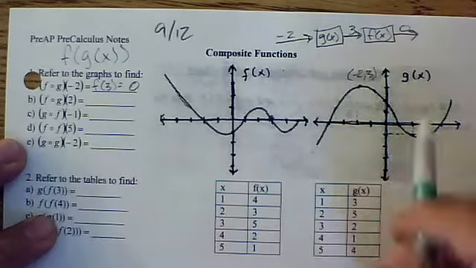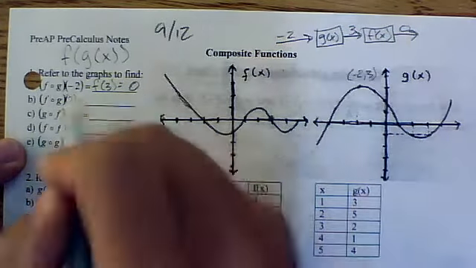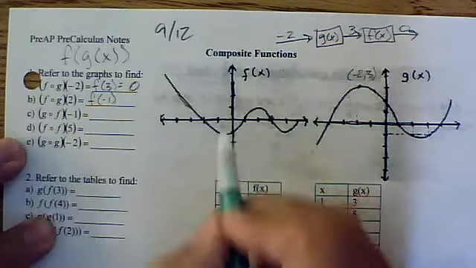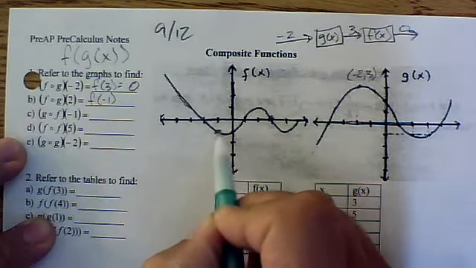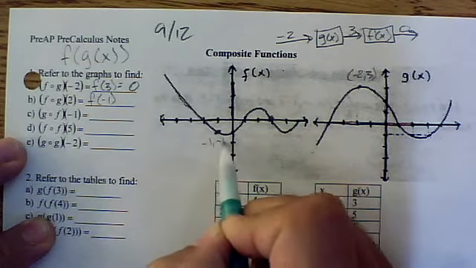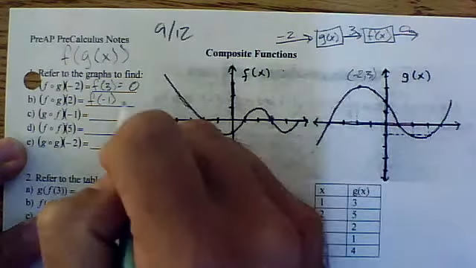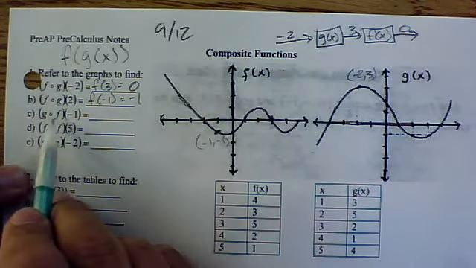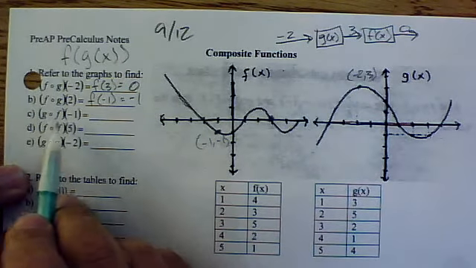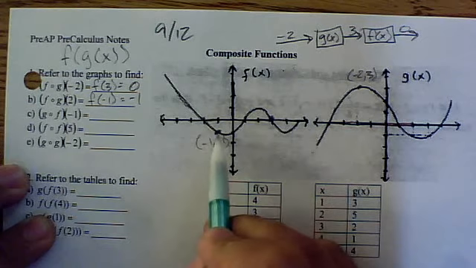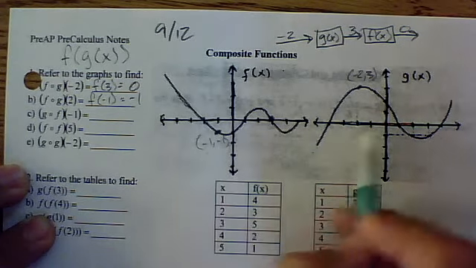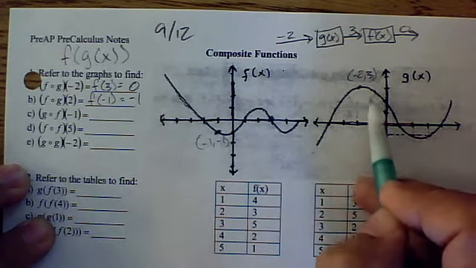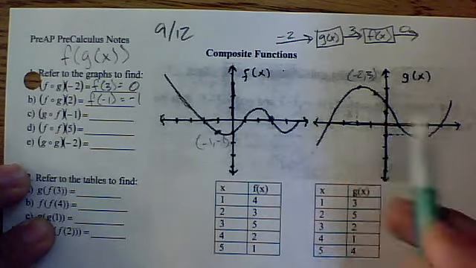Right here, g of 2, when I plug in a 2, I get a negative 1. And then I find f of negative 1, and I get negative 1. Here they switch it on you. First you're going to find f of negative 1, and I get negative 1. And then I find g of negative 1, and I get about 2.5.